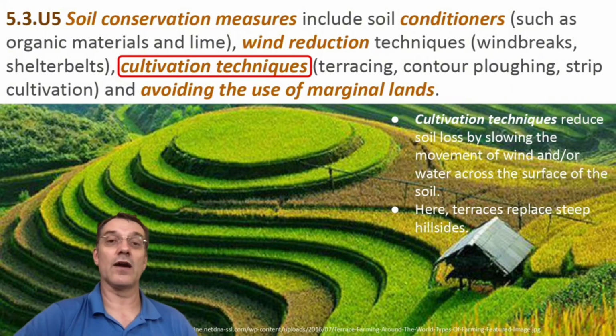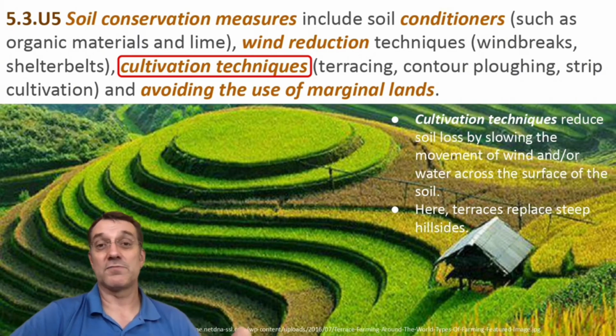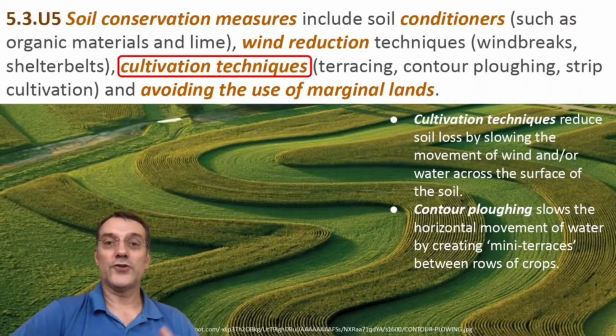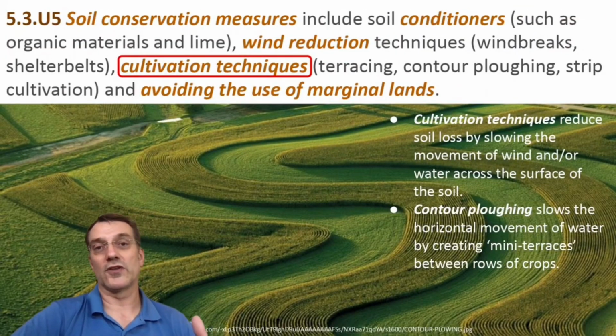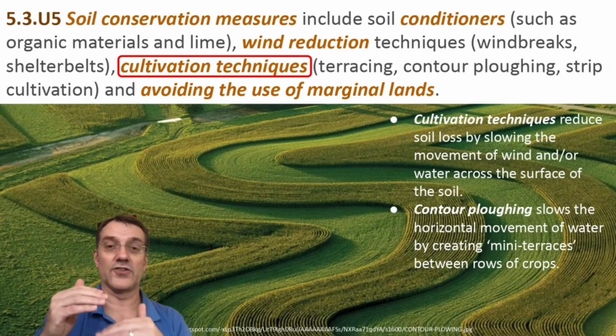It does require a tremendous input of labor to install in the first place, but when terraces are done right, they will last many years or even many human generations. And so over the long term, they pay off. Contour plowing is another soil conservation technique, and it's kind of like terracing, just on a much smaller scale. It's like little mini terraces in the field.